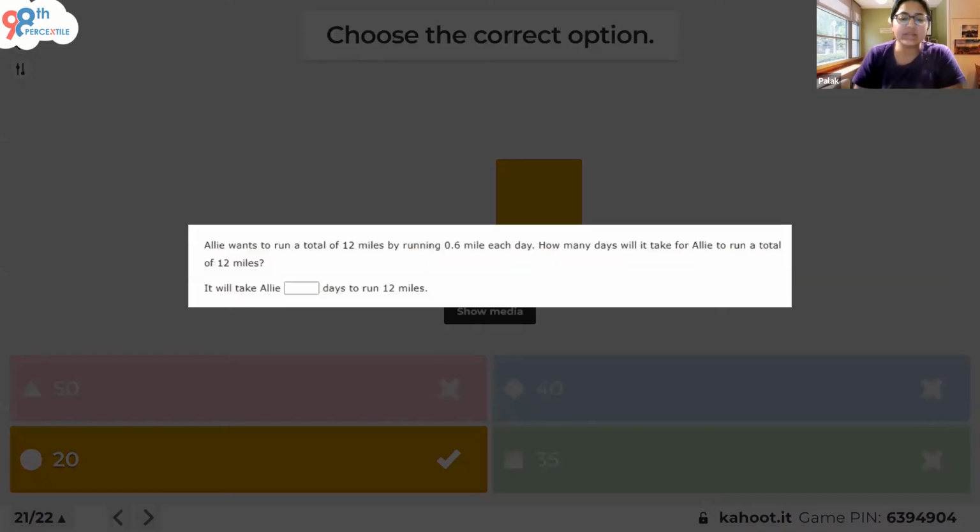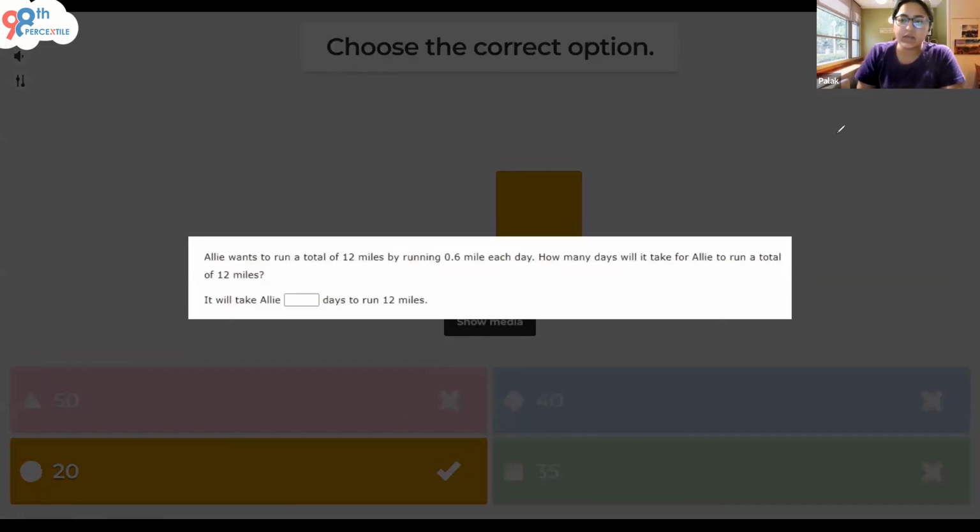That's nice. So let's have a look how this was supposed to be attempted. So 0.6 miles in one day. So in how many days is Ali going to run 12 miles? Okay, I switched the numbers here. 0.6 miles in one day, 12 miles in how many days? So 0.6 multiplied by what number gives us 12? Quickly, write your answers in the chat. I will repeat my question. 0.6 multiplied with which number gives us the answer as 12?